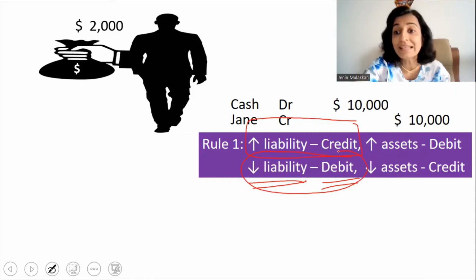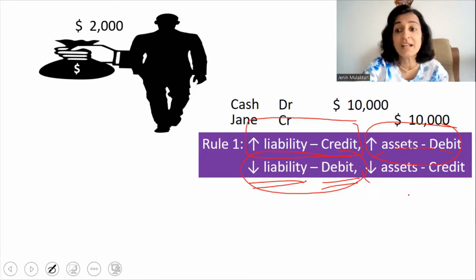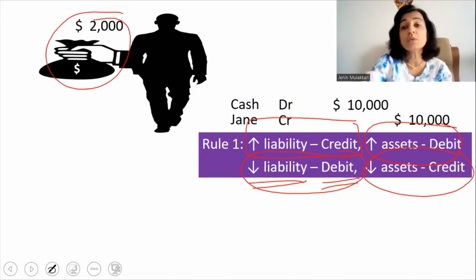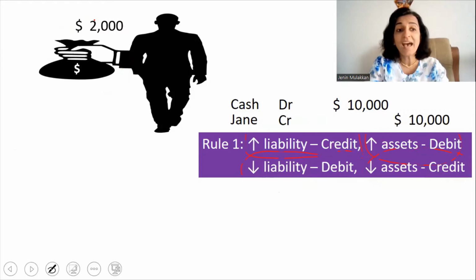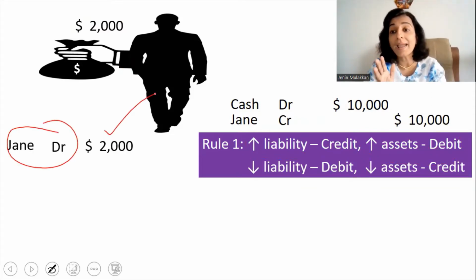And likewise, increase in asset we are debiting. So whenever there is a decrease in asset, we should naturally do the opposite. We should credit it. So what is the accounting entry that you have to pass when you are returning $2,000 to Jane? We have to debit Jane's account with $2,000. Why?